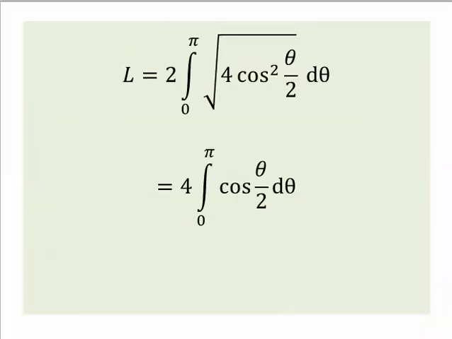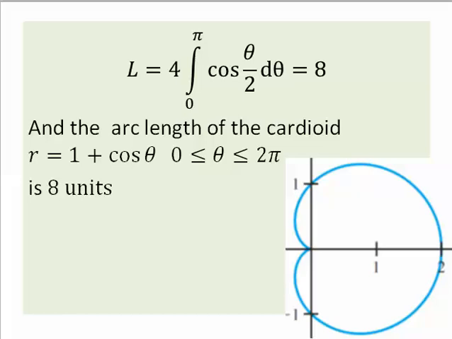We take the square root. Notice the bounds from 0 to pi. Also notice that we're multiplying by 2. Then when we take the square root, we have a fairly easy integral to do. And the length of the cardioid is 8 units.